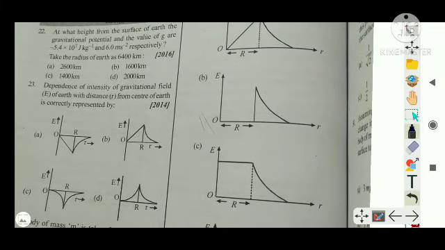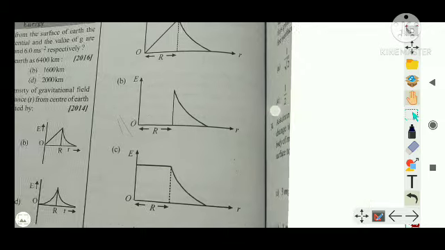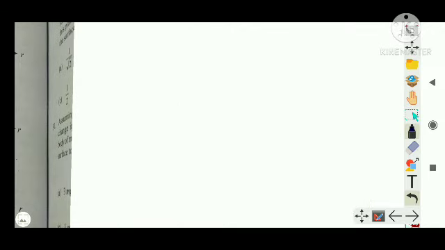The first question I want to do is this: at what height from the surface of earth are the gravitational potential and the value of g this much and this much respectively? Take the radius of earth as 6400 kilometer. At some height h, the potential is found to be minus 5.4 into 10 to power 7, and g is found to be 6. Then you are asked what is the value of that height h.